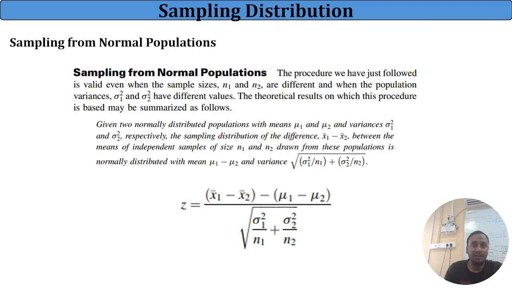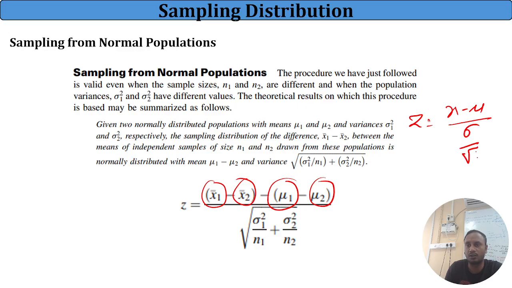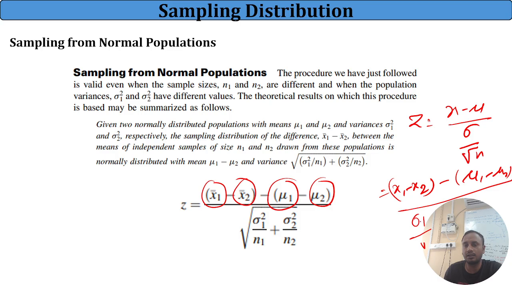So for that, what will be the sampling distribution for the known population? It's going to be z is equal to (x1 minus x2) minus (mu1 minus mu2) upon, something like what we know now, x minus mu upon sigma upon root n. Now it becomes x1 minus x2, then mu1 minus mu2, upon root of sigma1 square by n1 plus sigma2 square by n2.